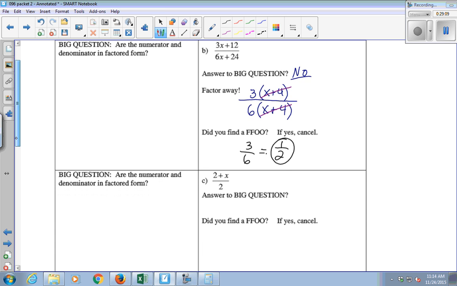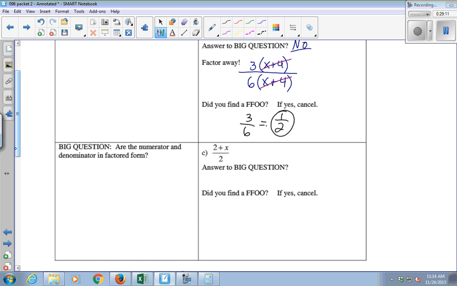All right, and another one. 2 plus x over 2. Can either of those be factored any further? No. 2 plus x does not, 2 and x don't have any common factors. 2 is just a single number. It can't be factored any further. So my answer to the big question is yes, right? They are already both completely factored, right? Which means we're done. That is already in reduced form.